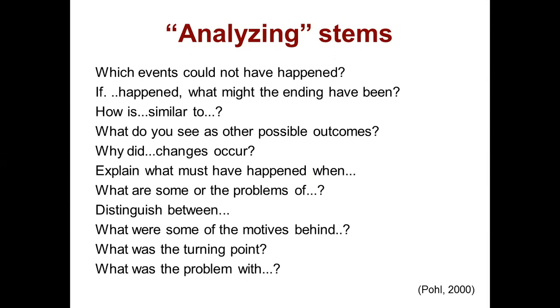How is something similar to another one? So seeing similarities. What do you see as other possible outcomes? Why did changes occur? Explain what must have happened when. So seeing again relationships. What are some of the problems of? Distinguish between, right? So to distinguish between, you should be able to see the similarities as well as dissimilarities, differences.